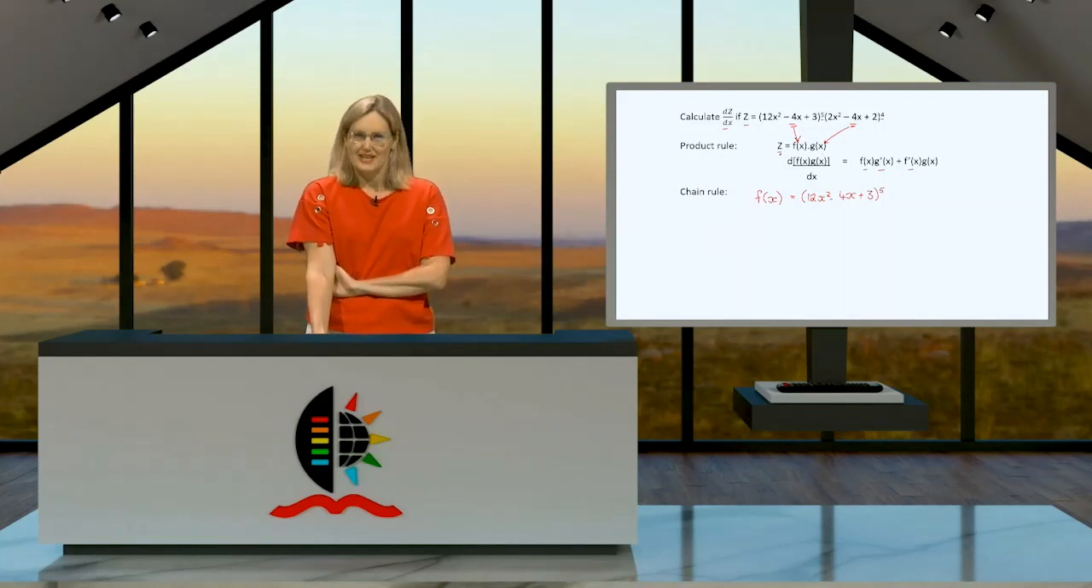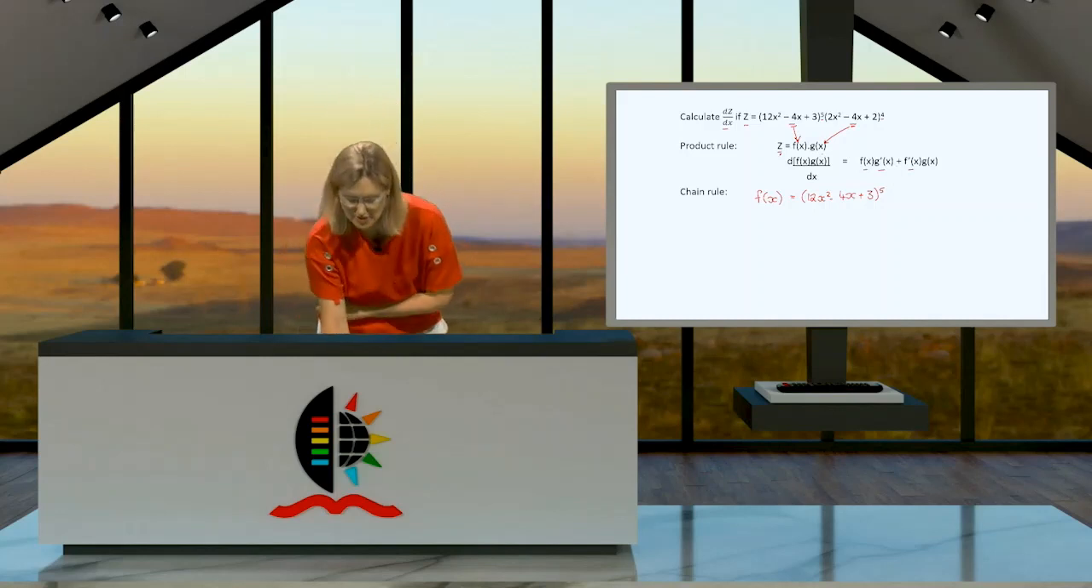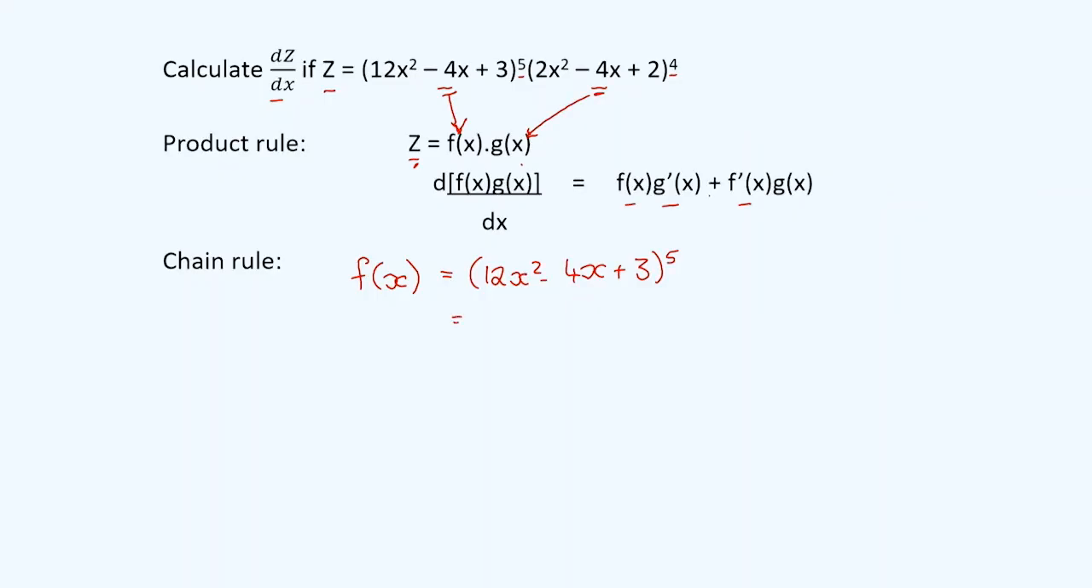But fortunately, thanks to the chain rule, what we can do is instead write u to the power of 5 and set u equal to 12x squared minus 4x plus 3.